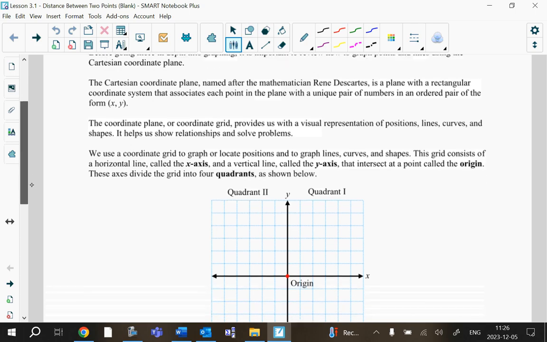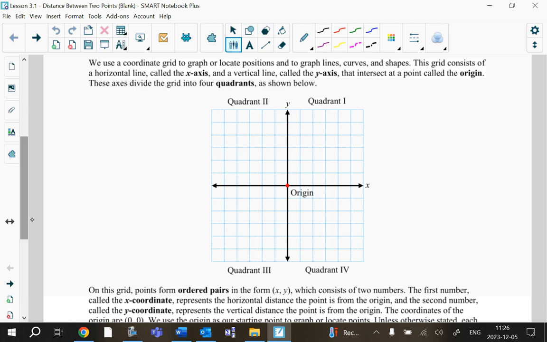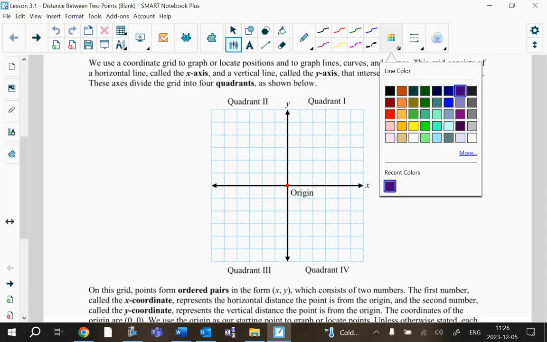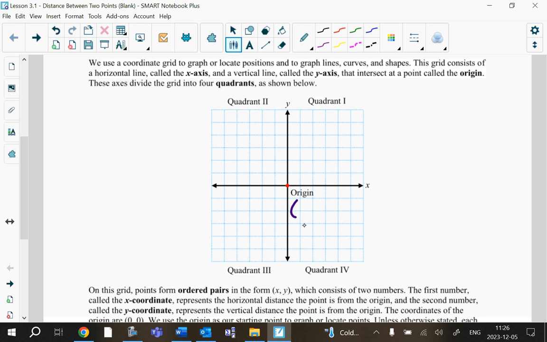So what is it made up of? It's made up of a whole bunch of little squares that go on forever. But then what we do in order to plot points on a grid and read points on a grid, we need some reference. So what we do on this big grid is we draw a horizontal line called the x-axis and a vertical line called the y-axis. And where they intersect is called the origin. That is our reference point. The coordinates of that point are always 0, 0.